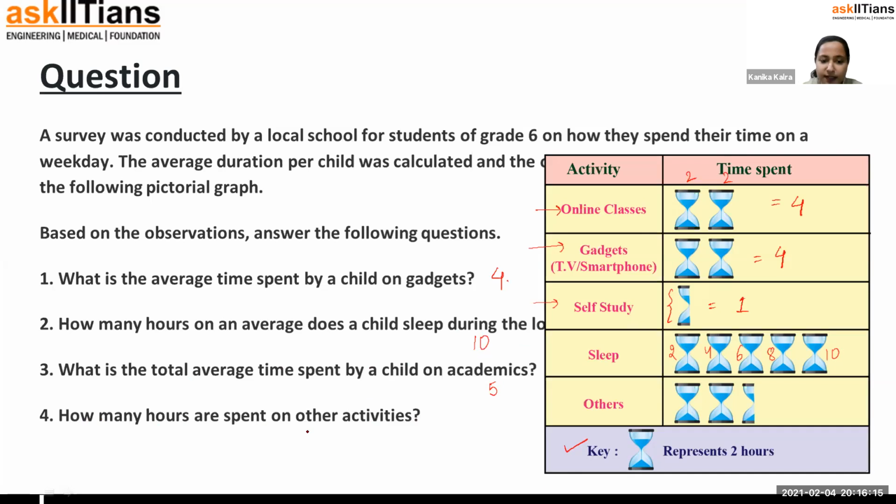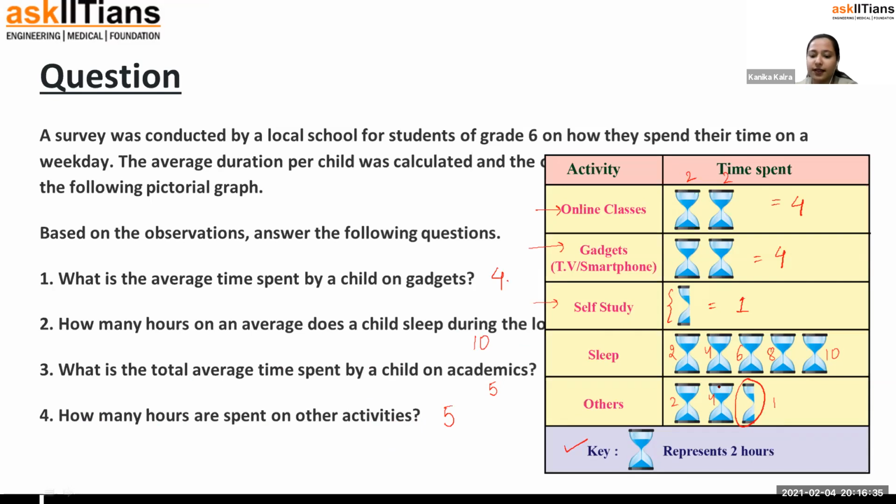Now, how many hours are spent on other activities? Other activities would be 2, 4, and 1. So, the answer comes out to be 5, because this half hour glass represents 1. As 1 hour glass represents 2, so half would be 1.